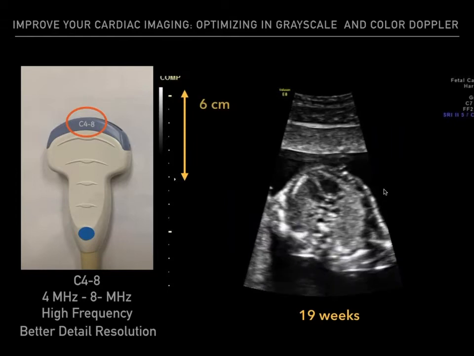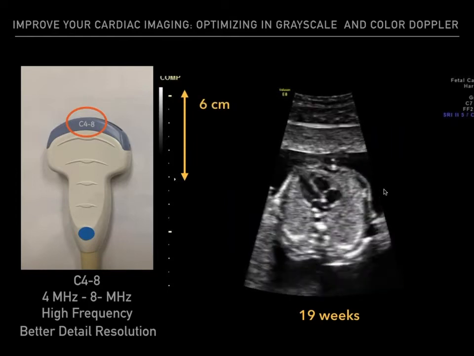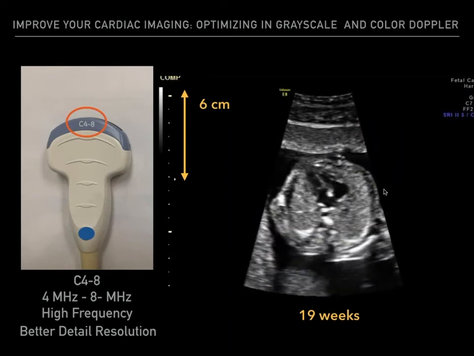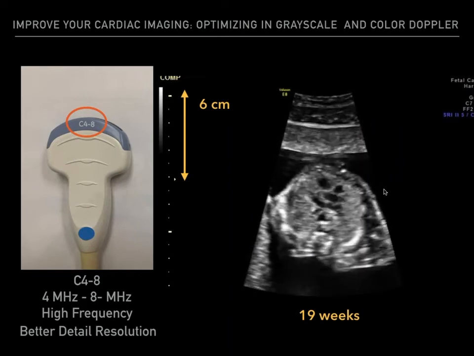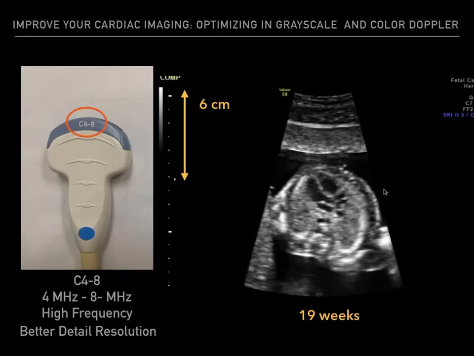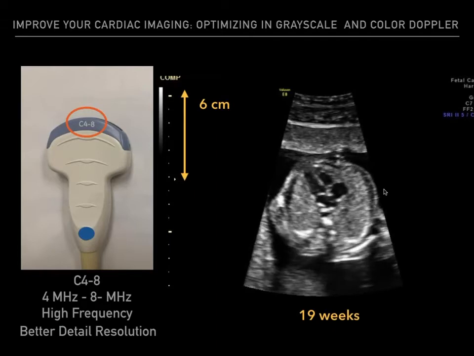Here's a clip of a 19-week fetus in which a 4 to 8 megahertz transducer is used. As you can see, the fetal heart lies in a more superficial position in the uterus. So the use of the high-frequency transducer is appropriate for this setting and allows for better detailed resolution of fetal cardiac structures.